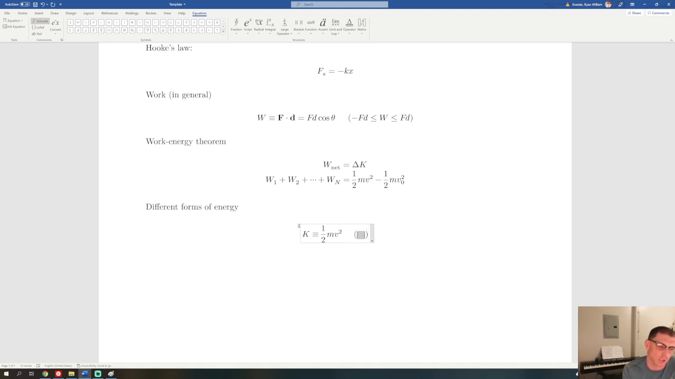I probably don't need to say this, but just in case, this is always going to be greater than or equal to 0, because you have a mass that should be positive. You're squaring v, so regardless of what v is, it should be positive, and so your kinetic energy should always be greater than or equal to 0.